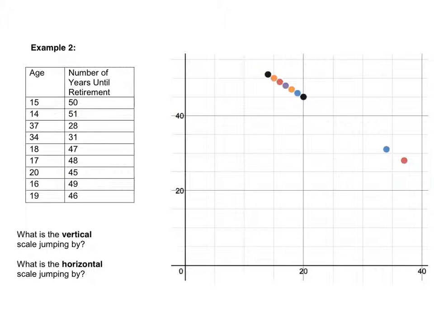In the second example, we are given age and the number of years until retirement. So age, again, goes on my x-axis, my horizontal axis, and the number of years until retirement goes on my y-axis, which is my vertical axis.